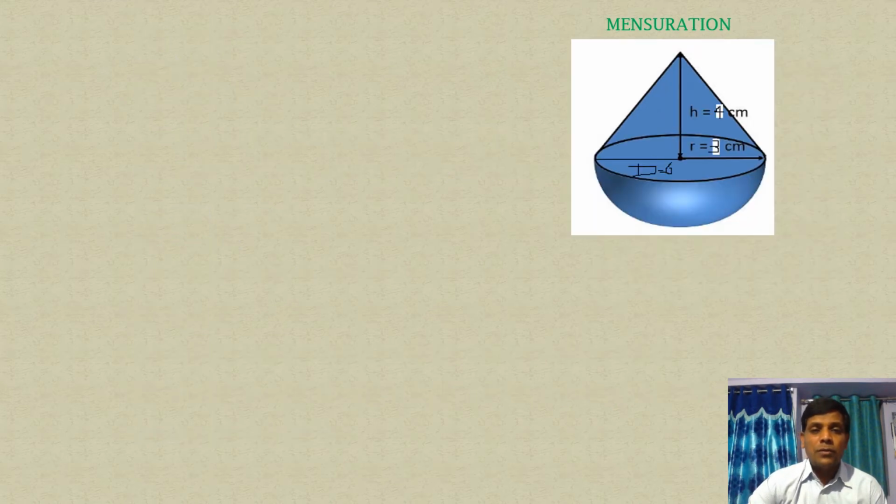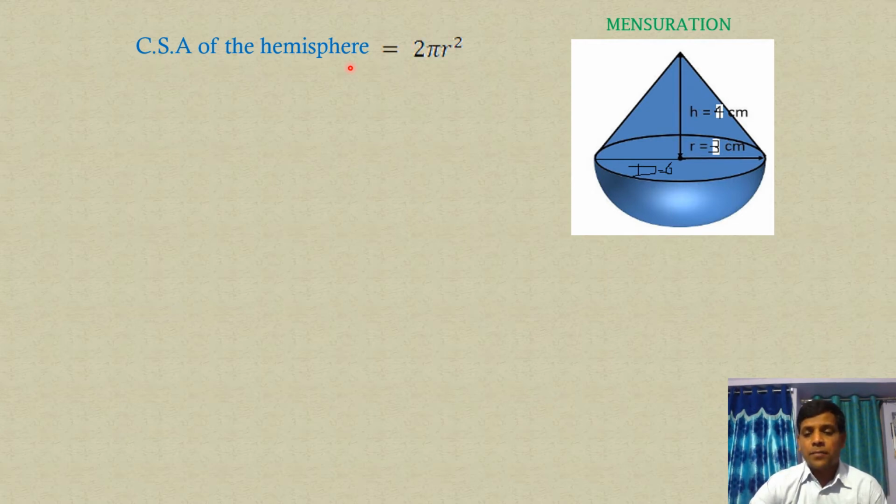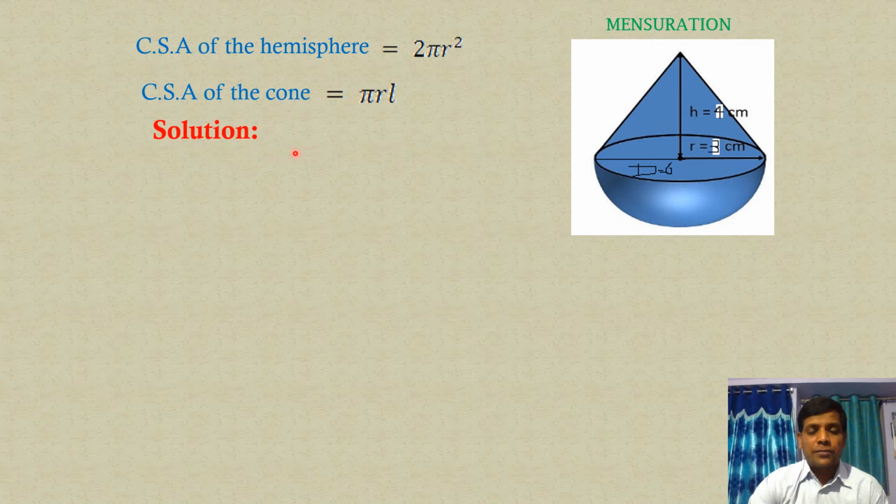Coming to the solution. CSA of a hemisphere. This is also the reasoning part. What is CSA of hemisphere? CSA of hemisphere equals 2 pi r square. And CSA of a cone. The formula for CSA of a cone is pi RL. Now the solution.